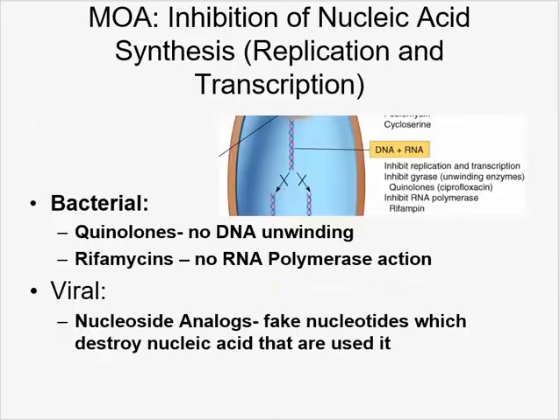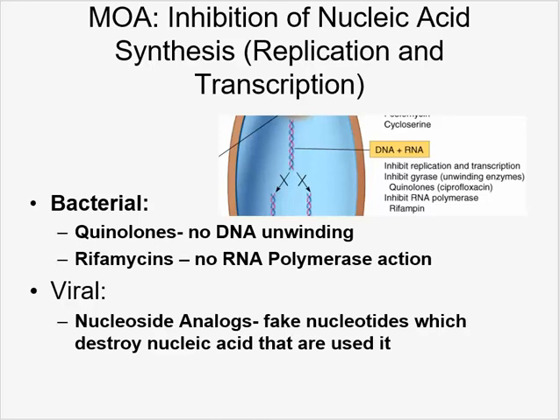And then the last mechanism of action, the last groups of drugs here that we're going to talk about are drugs that target nucleic acid production. This could be targeting DNA production, like replication. This could be targeting RNA production, like transcription. So for bacteria, we have the quinolone family, which is going after DNA production and RNA production because it prevents the DNA from properly unwinding.